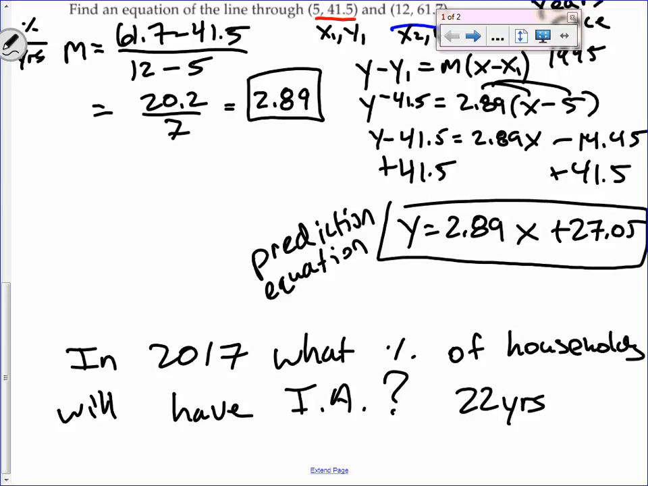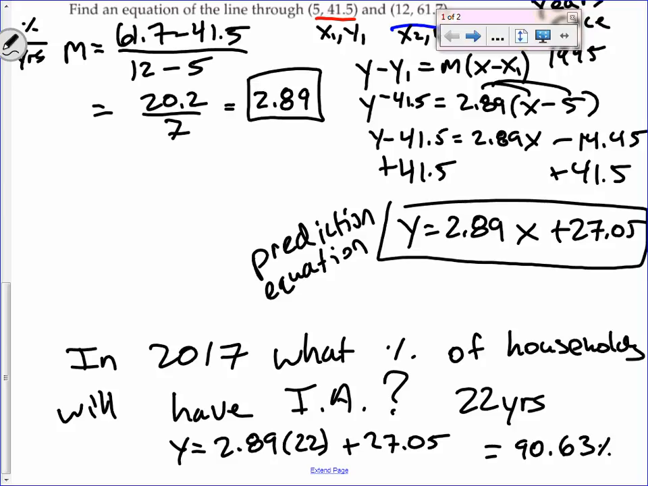So substituting in for x, we've got y equals, that's going to be our percentage, 2.89 times 22 years plus 27.05. This should give us a pretty rough estimate. 90.63% of households would have internet access in this year, according to this problem. And 90.63%, that's a rough estimate. Wonder how accurate that is.